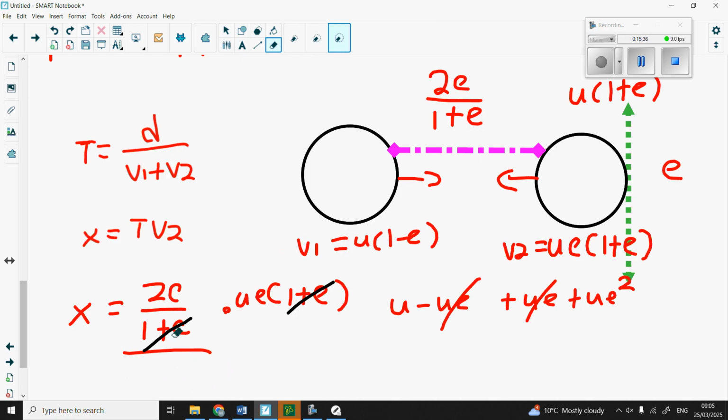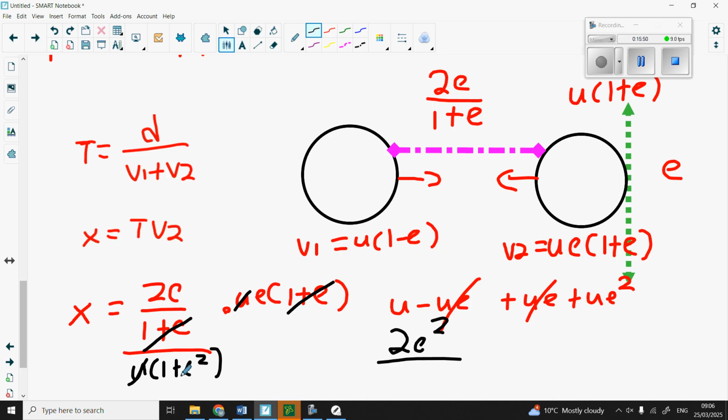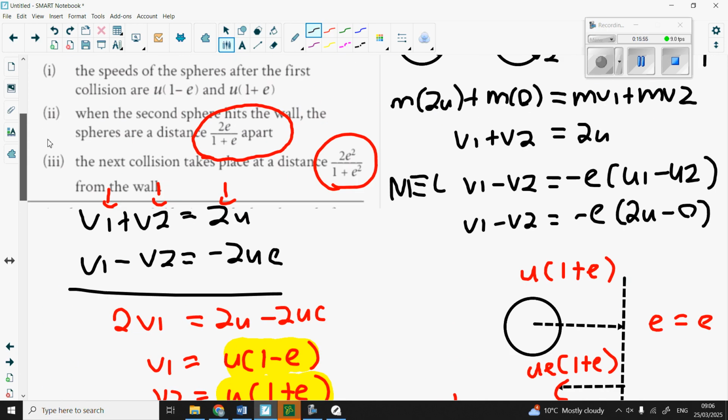Factorize u out of the bottom here. What happens if I factorize u out of the bottom? u(1 plus E squared). That u cancels. That u. 2E by E. 2E squared left on the top. And 1 on the bottom.